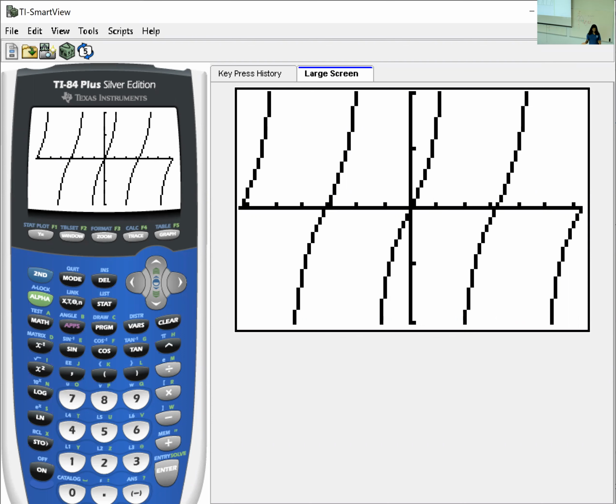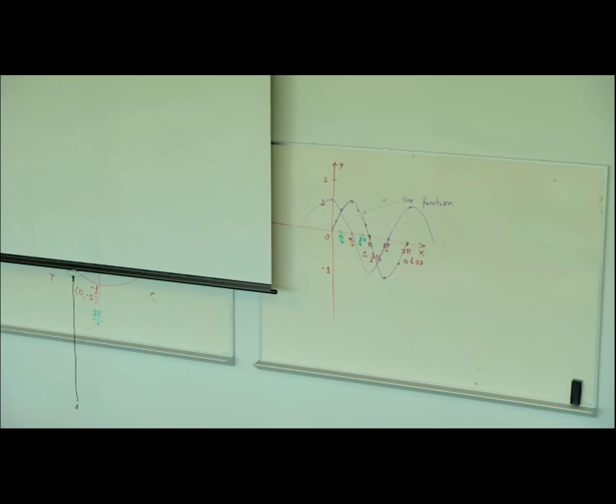So the other functions, cosecant, cotangent, all of those can be graphed in a similar manner. If your calculator doesn't have cosecant, cotangent, what do you do? 1 over tangent of x. You get to use your calculator in this course.